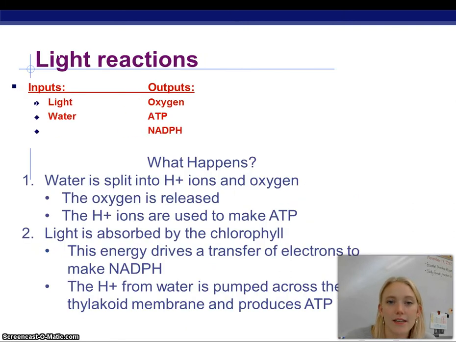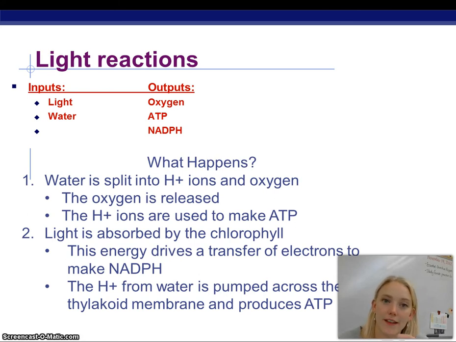Okay. So here's kind of a big thing you need to know about the light reactions. The inputs are sunlight and water, and what's produced is oxygen, ATP, and NADPH. So what happens? First thing that happens is water is split, so you have hydrogen ions and oxygen. The oxygen is released into the environment as a waste product. The hydrogen ions are used to make ATP, and after that, the light that's absorbed by the chlorophyll is going to drive this transfer of electrons to make NADPH.